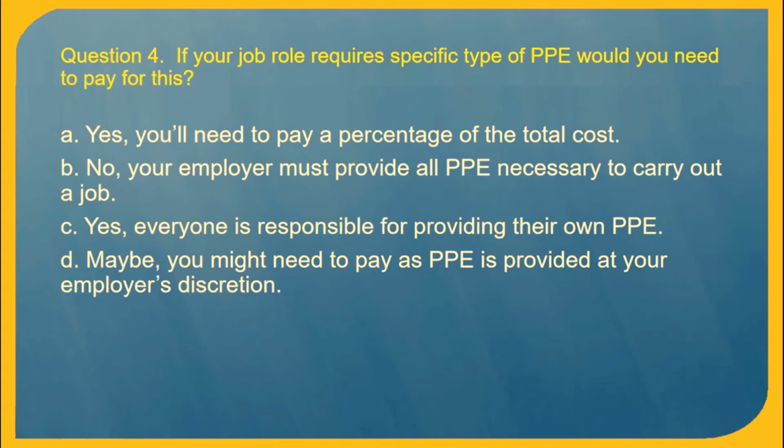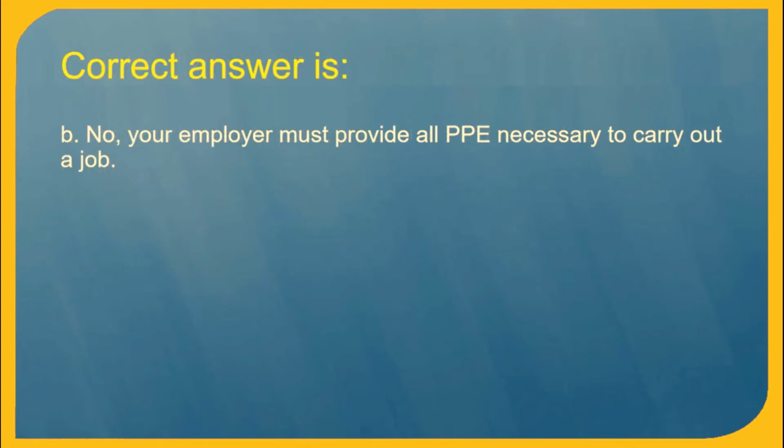Question 4. If your job role requires a specific type of PPE, would you need to pay for this? A. Yes, you'll need to pay a percentage of the total cost. B. No, your employer must provide all PPE necessary to carry out a job. C. Yes, everyone is responsible for providing their own PPE. D. Maybe, you might need to pay as PPE is provided at your employer's discretion. Correct answer is B. No, your employer must provide all PPE necessary to carry out a job.